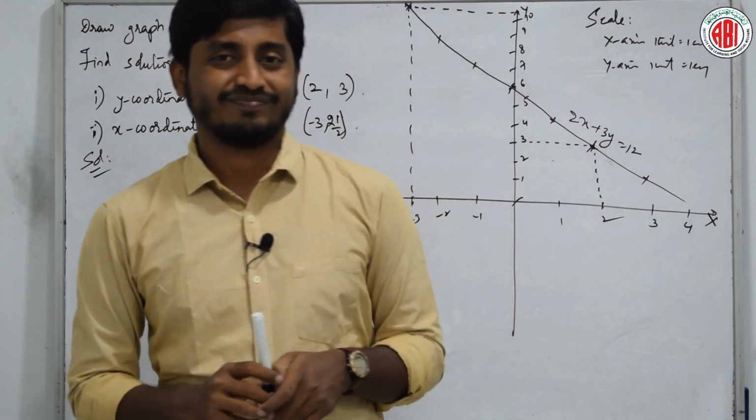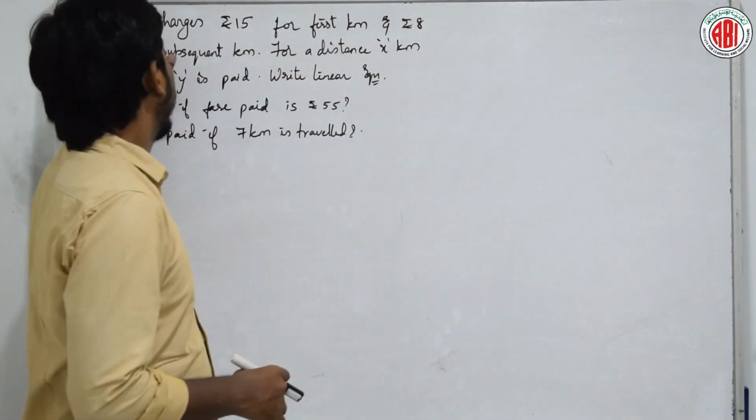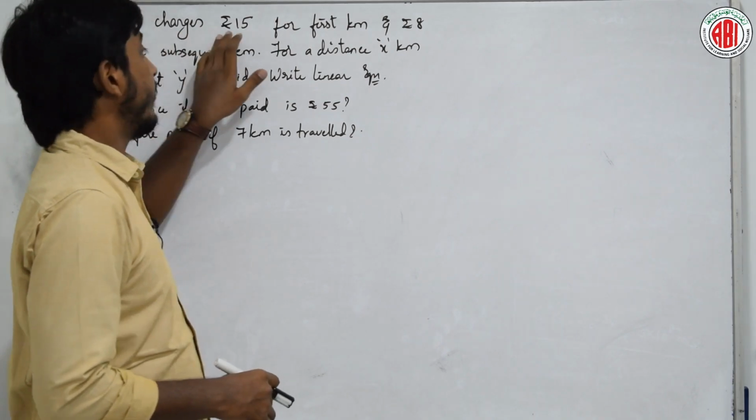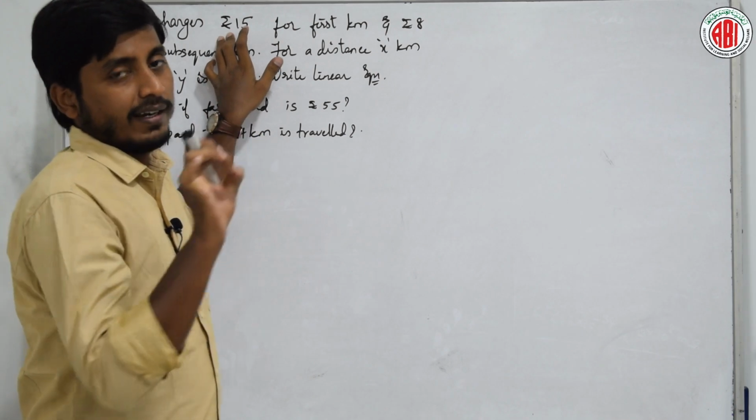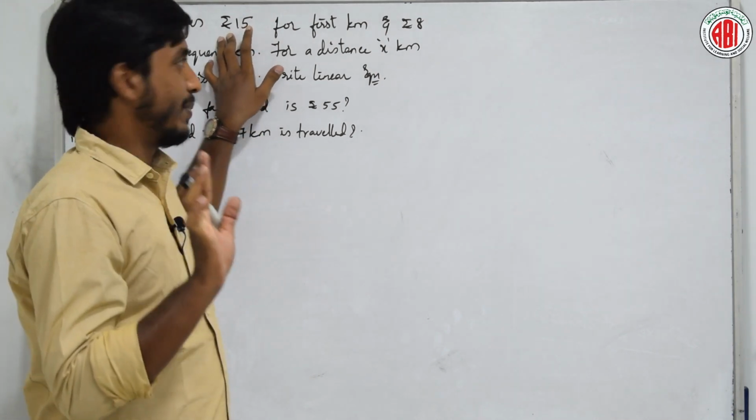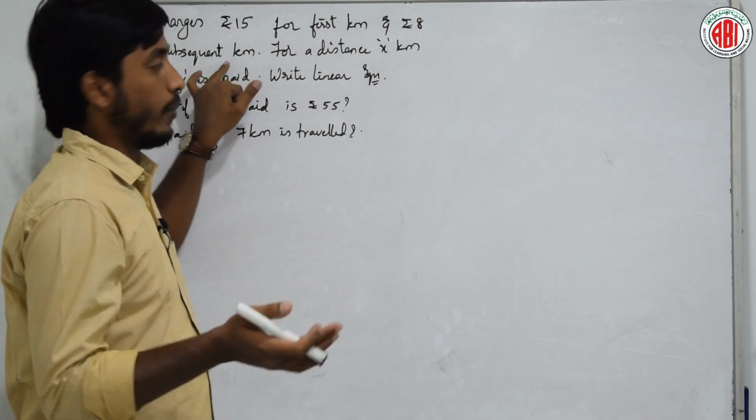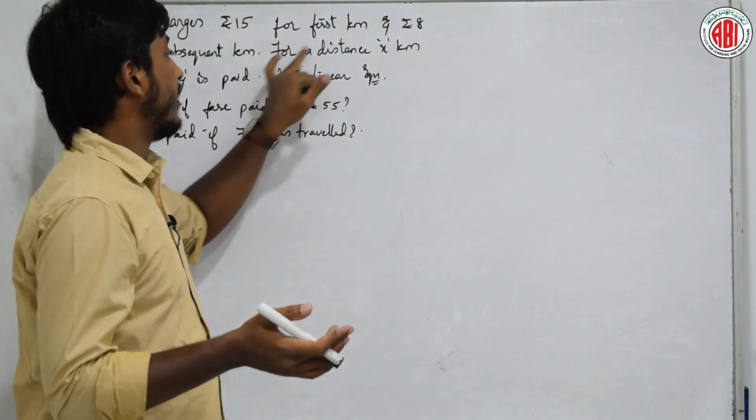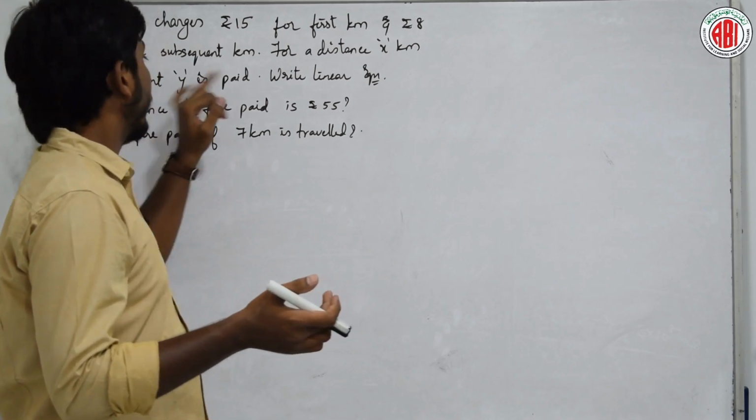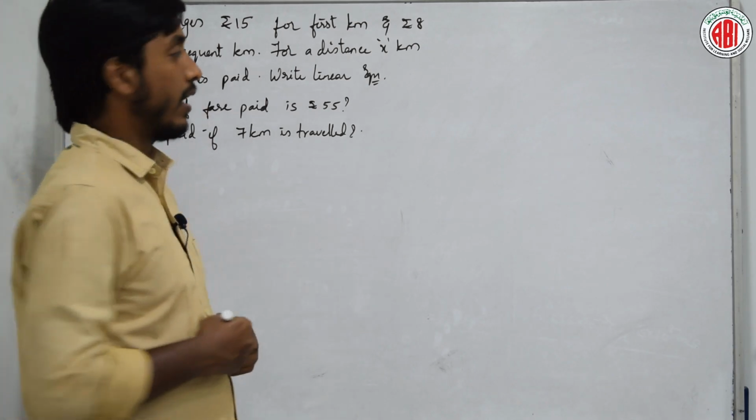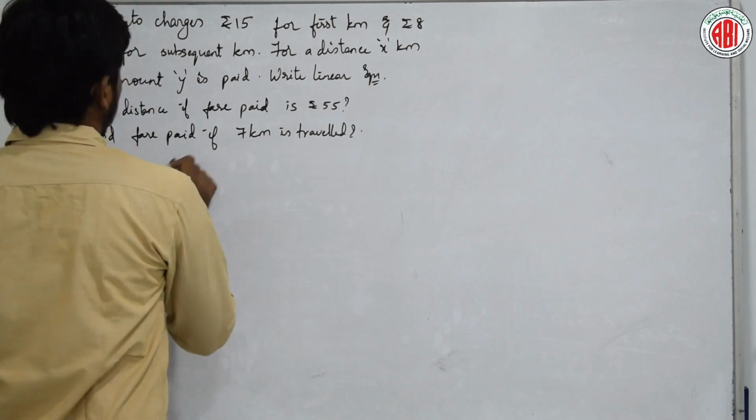Let's do it. Look at the question here. He is telling that an auto driver charges 15 rupees for the first kilometer. Once you sit and come out, he will take 15 rupees, and 8 rupees each for subsequent kilometers. If the distance of x kilometers is travelled and an amount of y is paid, now tell me, what is the total fare?